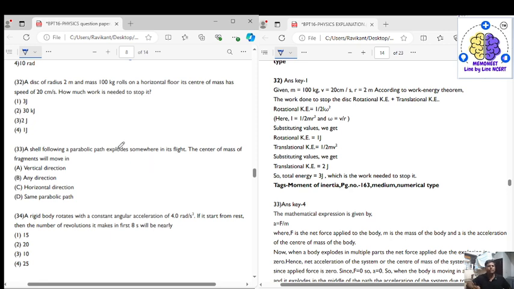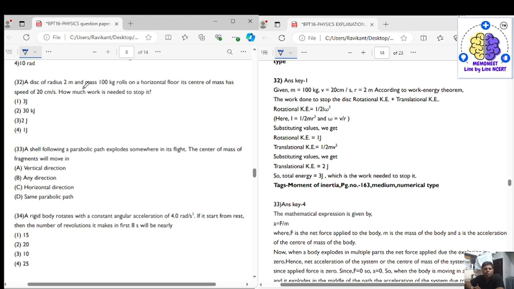Question number 32 says that a disc of radius 2 meter and mass 100 kg rolls on a horizontal floor. Its center of mass has a speed of 20 centimeter per second. How much work is needed to stop it? Work needed will be equal to the energy possessed by the body, right?